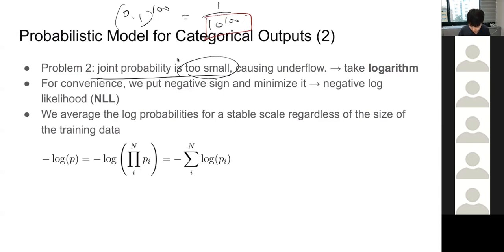So you have to take the logarithm. And logarithm is very beautiful because you've turned the exponentiation into basically multiplication. So what happens if you take the logarithm of this number? This will be just 100 times log 0.1, right? So that's great. And why is it okay that you take logarithm?